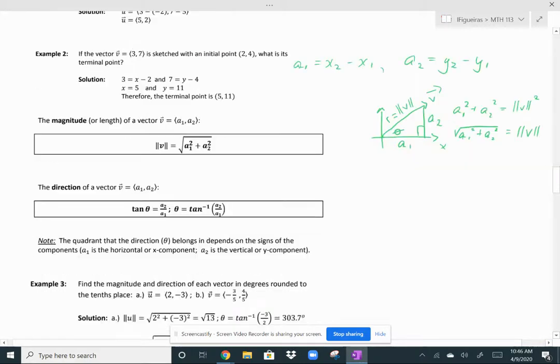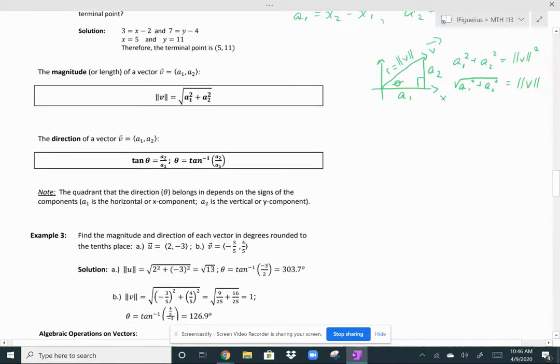Okay. Usually we're working with degrees with vectors. If you're ever using a calculator to help you get your direction, you would have to be in degree mode. All right.